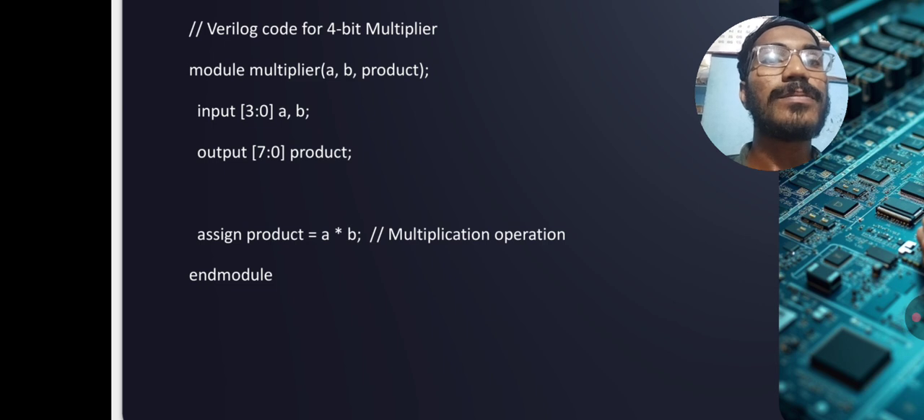The input is 3 down to 0. We are using only 4 bits, that's why we are using the 4-bit input. The output you can increase from 0 to 7. You have to see carefully which variable you use at the start, and that variable has to be used at the end also.